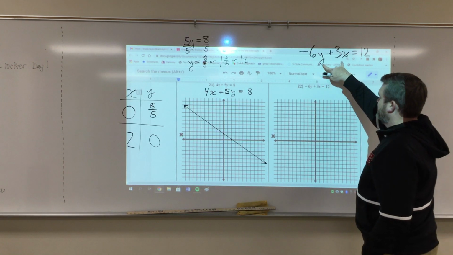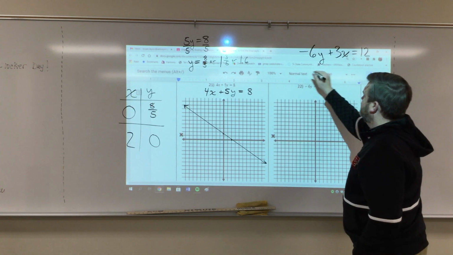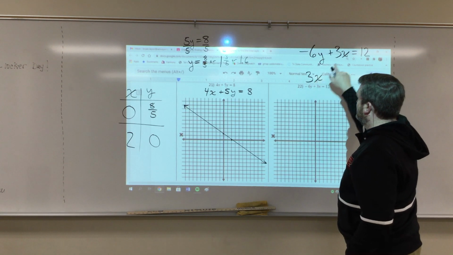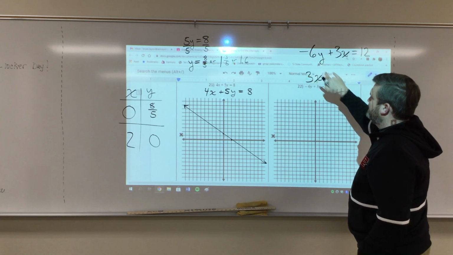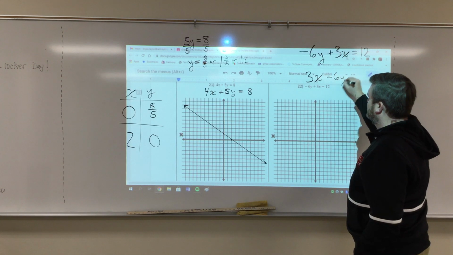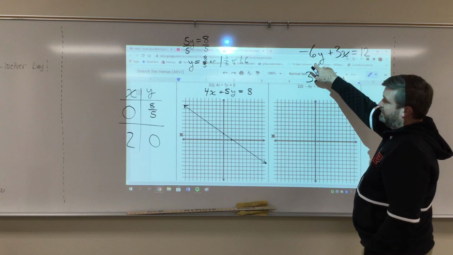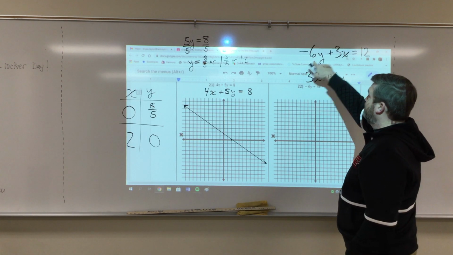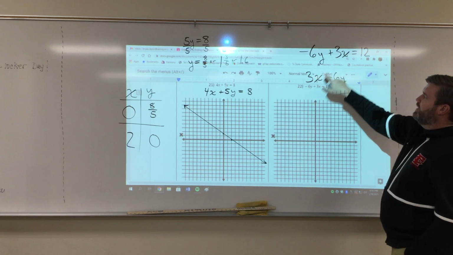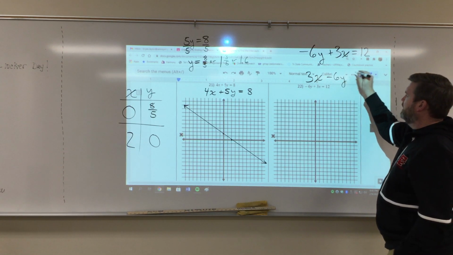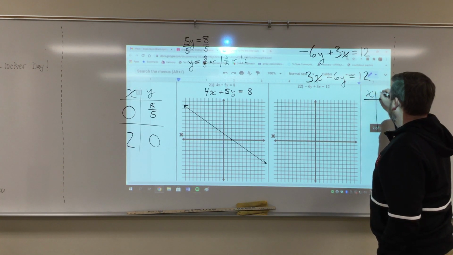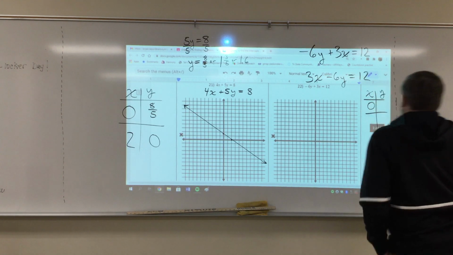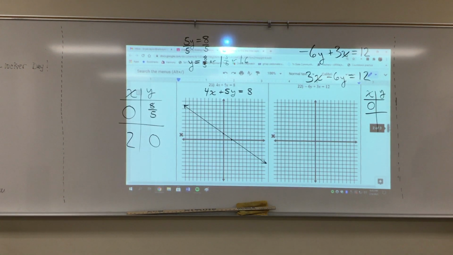If it bothers you that the x and the y are flipped around, you can change them. Just remember 3x is positive, so it's going to stay positive. Negative 6y is negative, so it'll stay negative. In other words, negative 6y plus 3x is the same thing as 3x minus 6y equals 12. So we'll make our little table here. I'll move that mouse to get that shadow thing to go away.